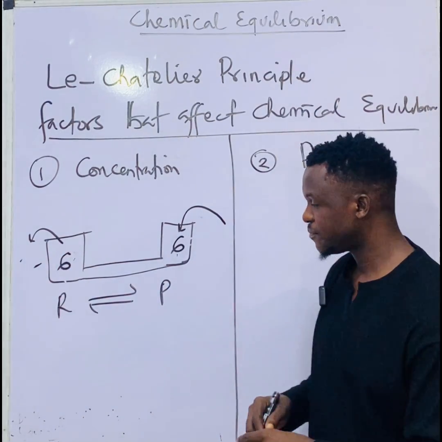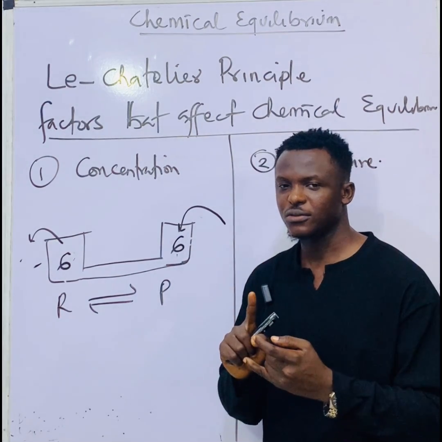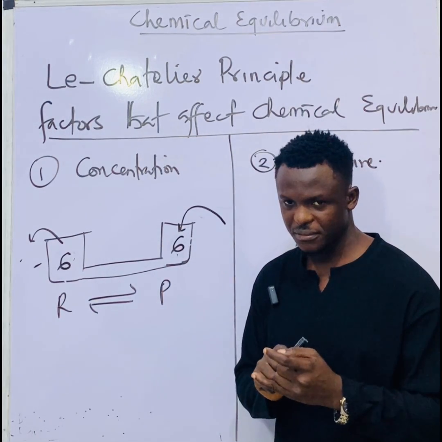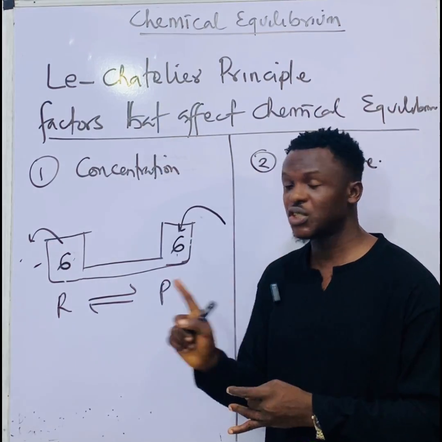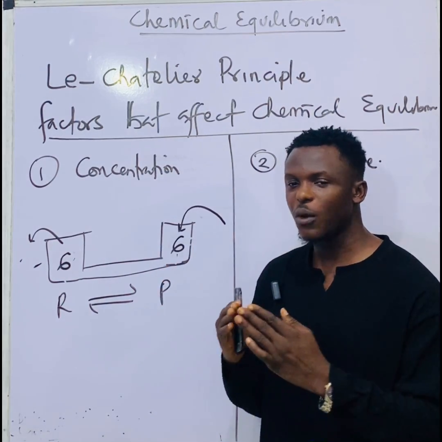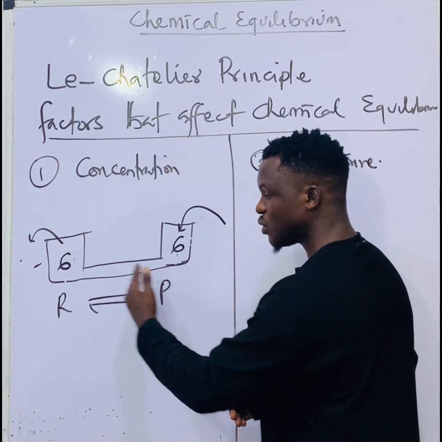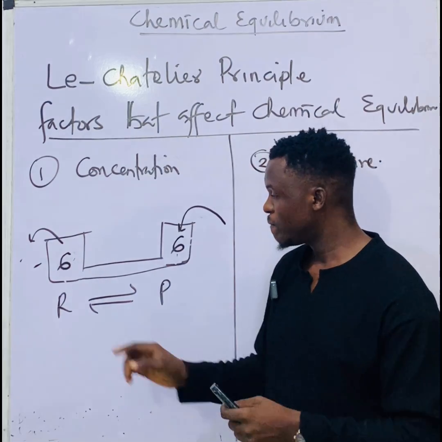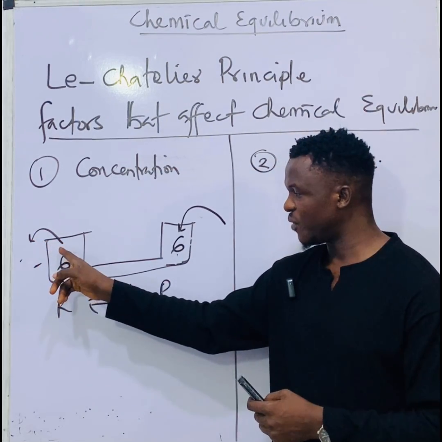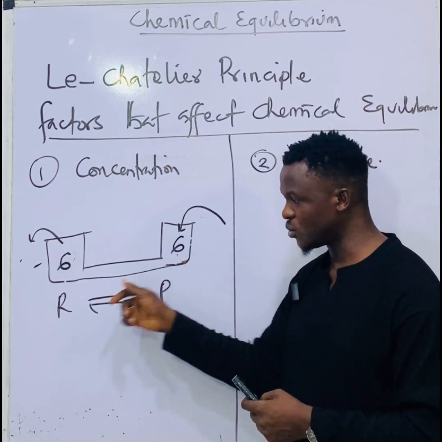In other words, class, listen. Decrease in concentration of a reactant or increase in the concentration of the product will shift equilibrium to the left. We will shift equilibrium to the left. Conversely, increase in concentration of the reactant and decrease in the concentration of the product will shift equilibrium to the right.